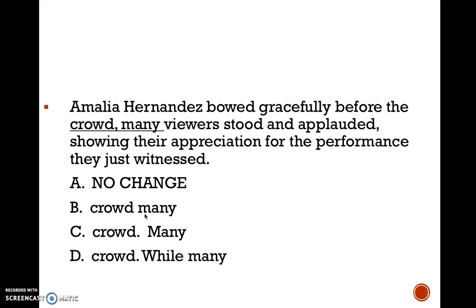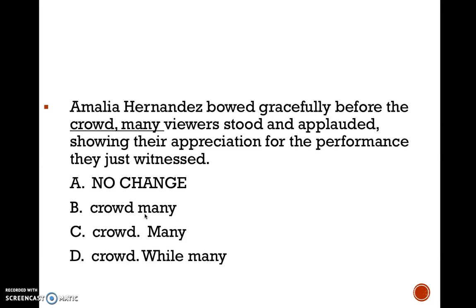How about this? Amalia Hernandez bowed gracefully before the crowd. Many viewers stood and applauded, showing their appreciation for the performance they just witnessed. Find the sentence boundary. Well, after crowd, right? Hernandez bowed gracefully before the crowd. That's the end of a thought. Okay? So we know, if you take a look at your answer choices, C and D both have a period after crowd. So now we have to determine, using our other grammatical understandings, whether C or D is correct. If we went with just the words many viewers stood and applauded, showing their appreciation for the performance they just witnessed.